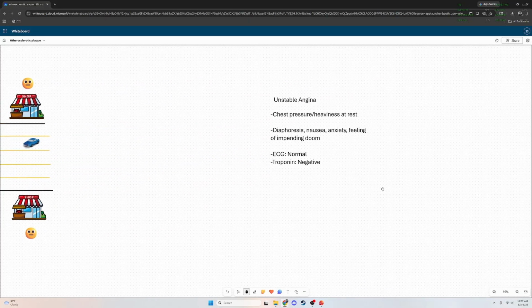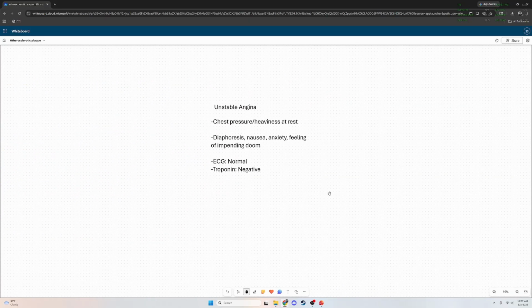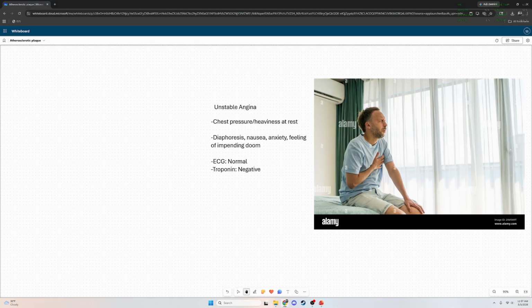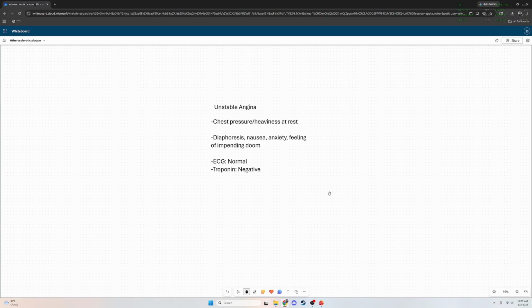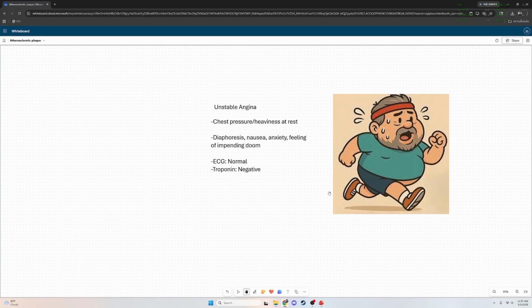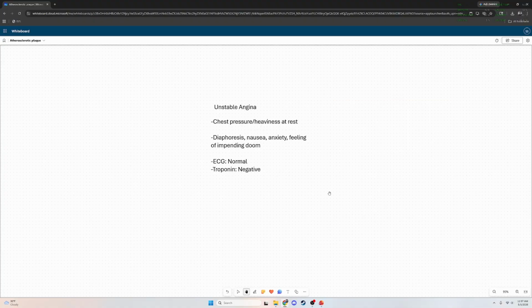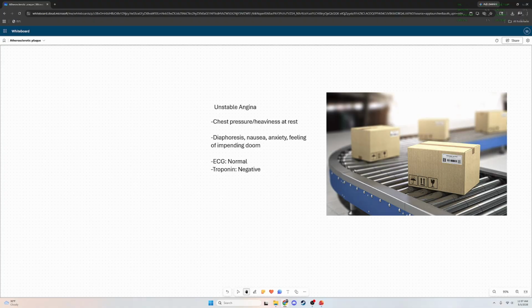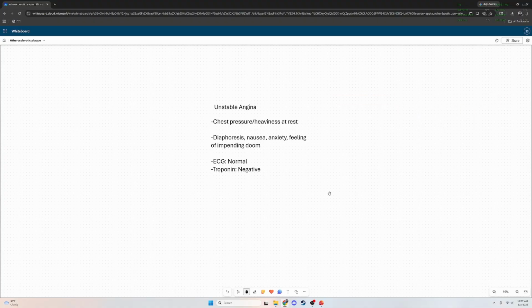So we'll pan over here and look at manifestations of unstable angina. They include an acute onset of chest pressure or heaviness at rest. This is not predictable like stable angina, where physical activity or stress induces the pain, where it's a demand issue. Unstable angina is a supply issue. We see what is also a common theme in ACS, which is diaphoresis, nausea, anxiety, and a feeling of impending doom.